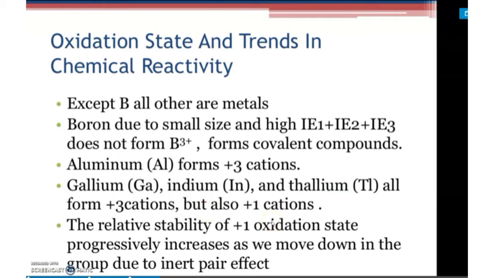So boron will show the +3 oxidation state, aluminium also shows the +3 oxidation state, and gallium, indium, thallium, the lower last members, will show both +3 and +1 oxidation states. So their stability will be in the +1 oxidation state. The stability increases as we move down in the group due to the inert pair effect. So thallium is more stable compared to aluminium.